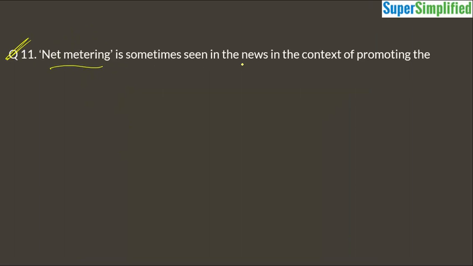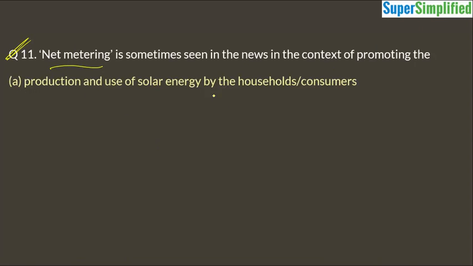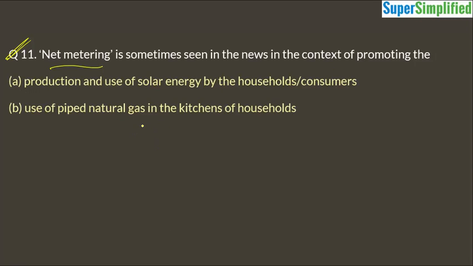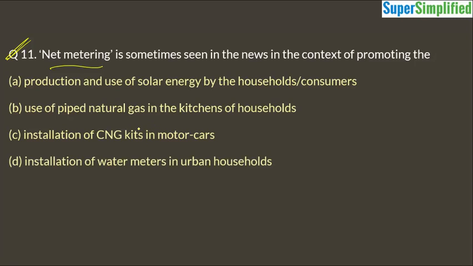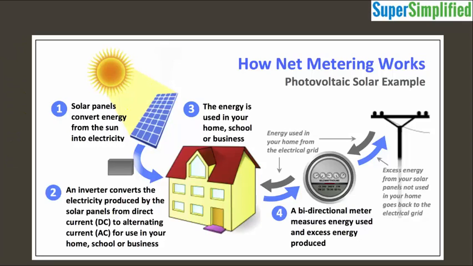Net metering is sometimes seen in news in the context of: A. promoting the production and use of solar energy by the households or consumers, B. use of piped natural gas in the kitchens of households, C. installation of CNG kits in motor cars, and D. installation of water meters in urban households. And the correct answer is A, production and use of solar energy by the households and consumers. So this is how net metering works. This is the concept of net metering.